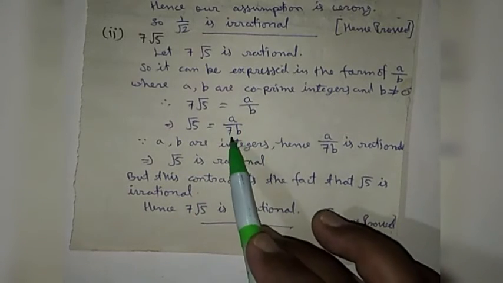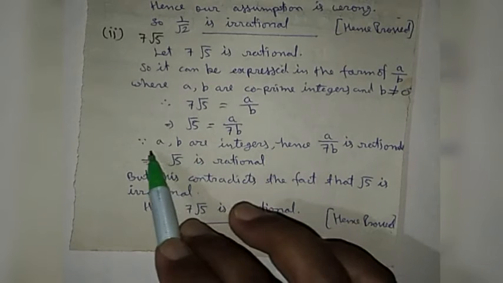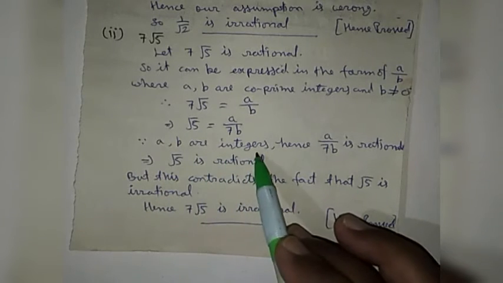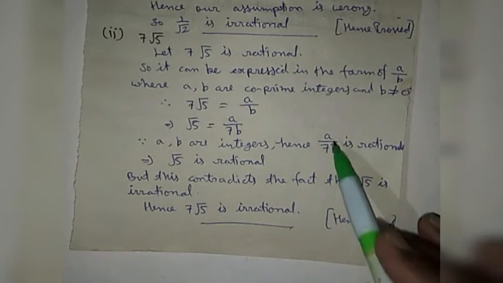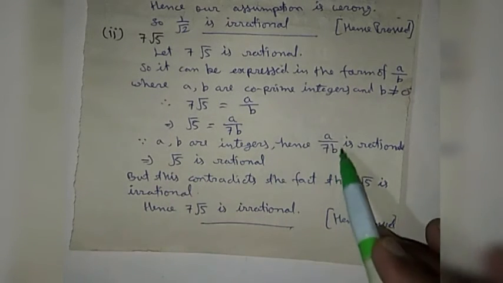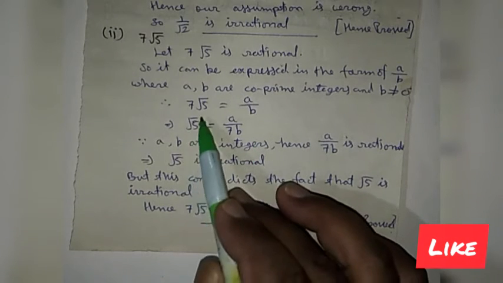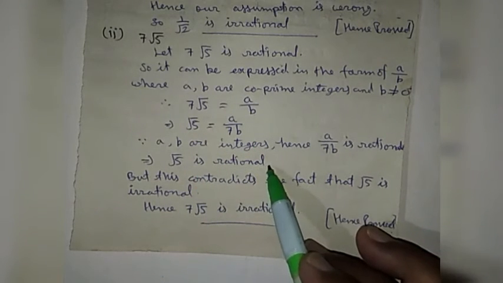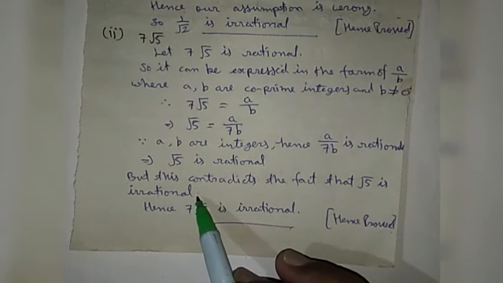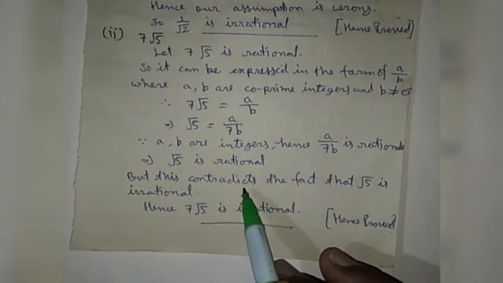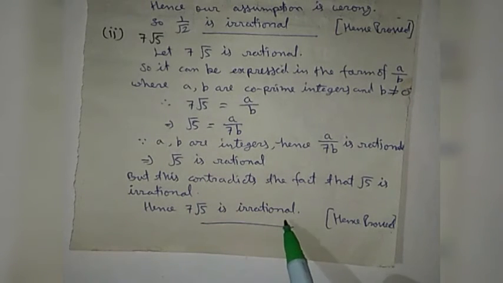7 comes on the right side, it divides. So here a, b are integers and so a upon 7b is also a rational number. So here a upon 7b is rational, so root 5 is also rational. But this contradicts the fact that root 5 is irrational, because we have already proved that root 5 is irrational. So it contradicts our assumption. Hence 7 root 5 is irrational.